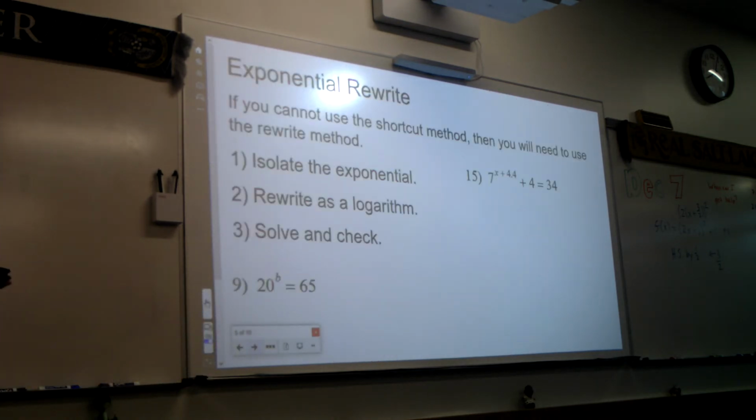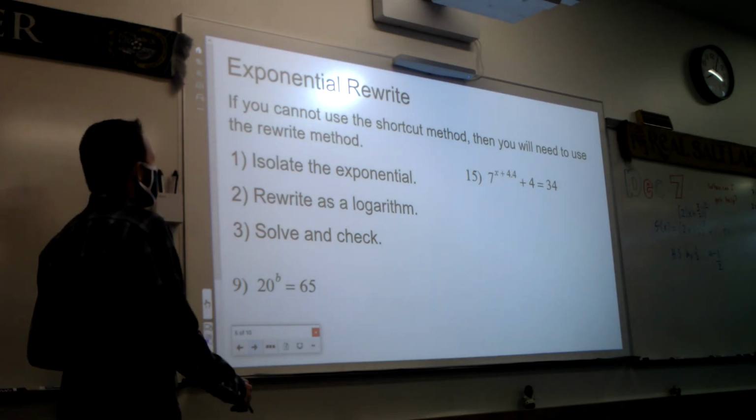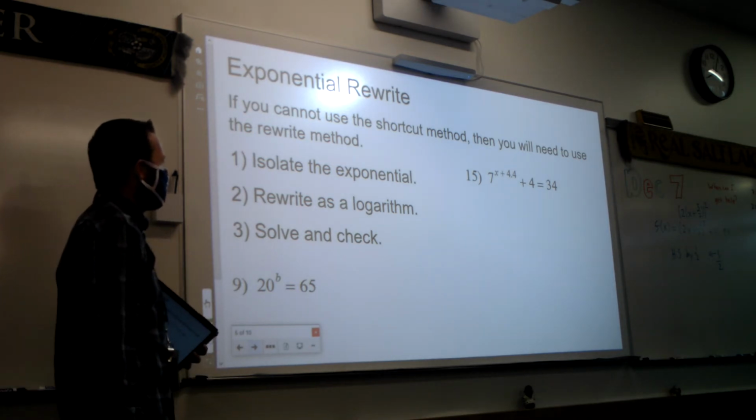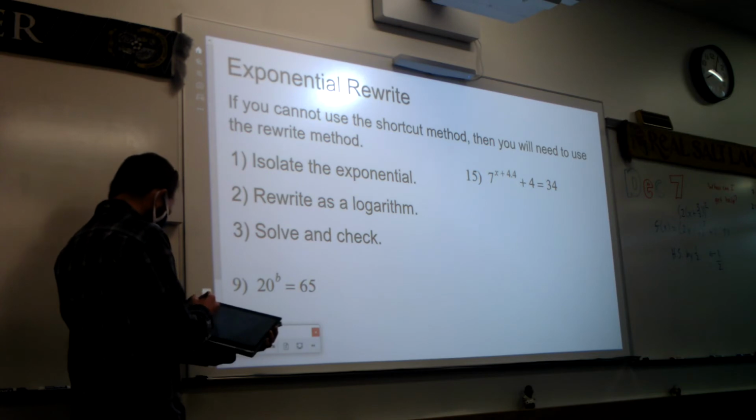Okay. What if you can't do the shortcut? Then here's what you're going to do. We're going to follow these 3 steps, and this is actually the same 3 steps for solving a logarithm. It's just opposite. If we cannot use the shortcut method, then we're going to use what's called the rewrite method. Number 1, you're going to isolate the exponential.